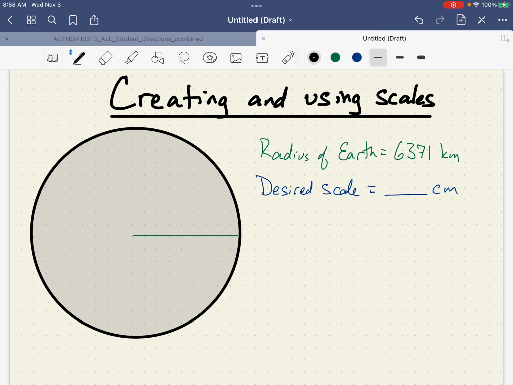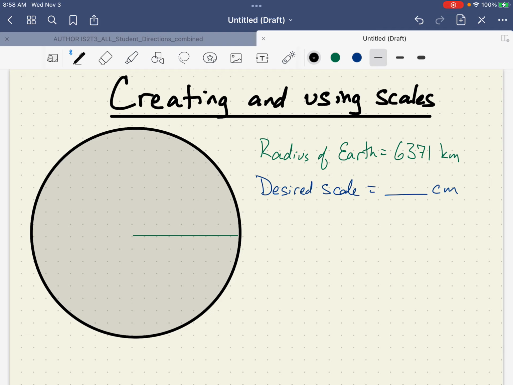Okay, so this video is meant to show you how to create and use a scale for things like models. I'm using it for the What's Inside lesson for the Hart District. Okay, so let's say I want to create a scale model of the Earth.